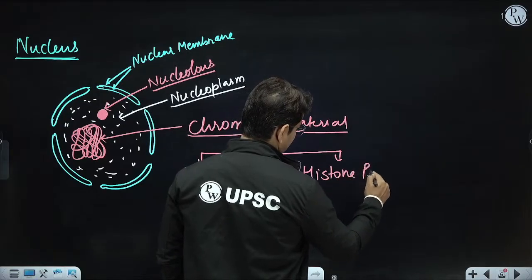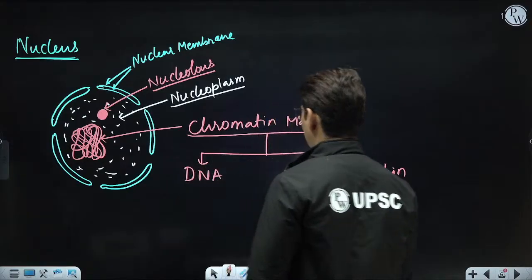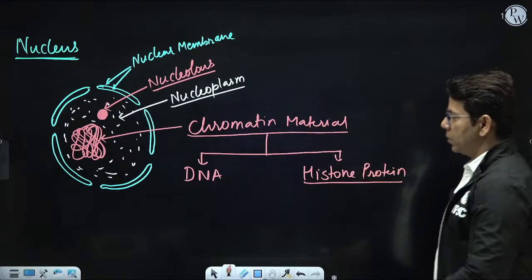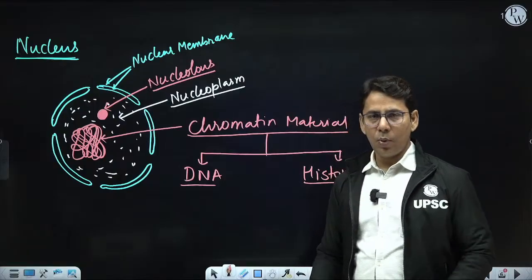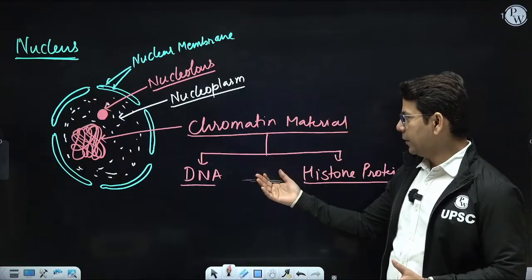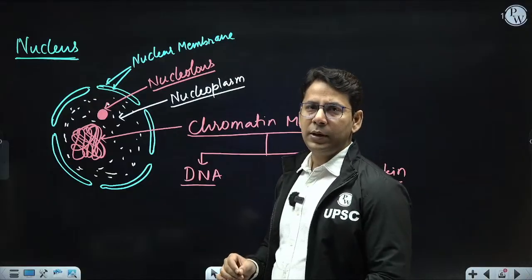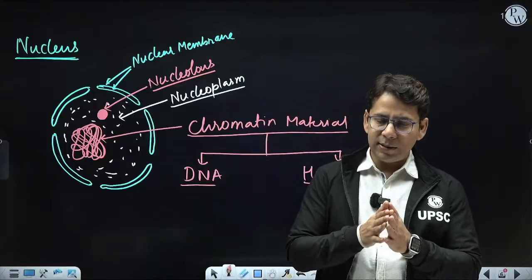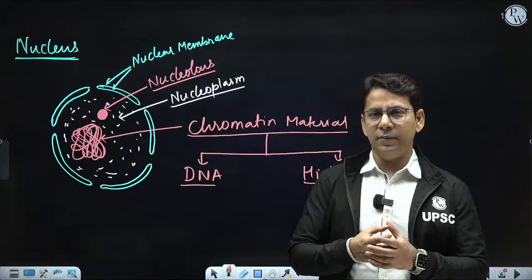Histone protein. Remember, everything in our body is made up of protein. So even this chromatin material is also made up of protein. So there are two parts of it. One is DNA and then histone protein. This is chromatin material. It's an entangled thread-like structure, and it has a very unique character.